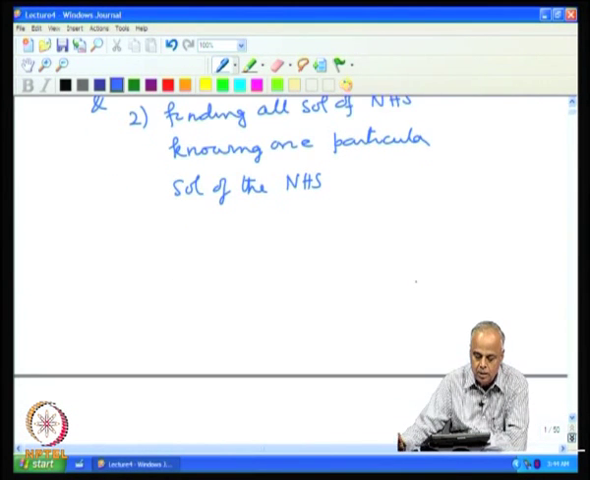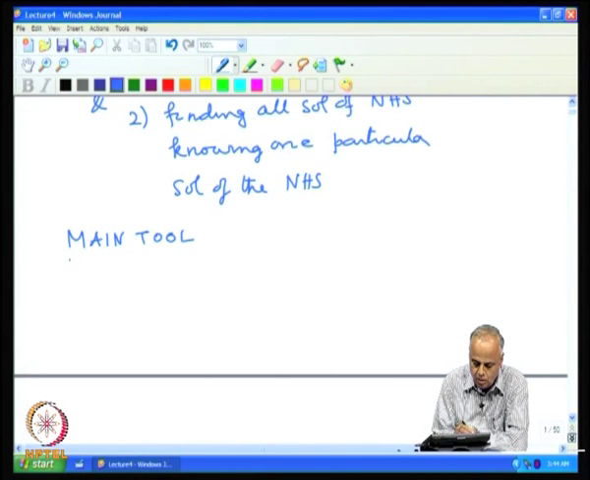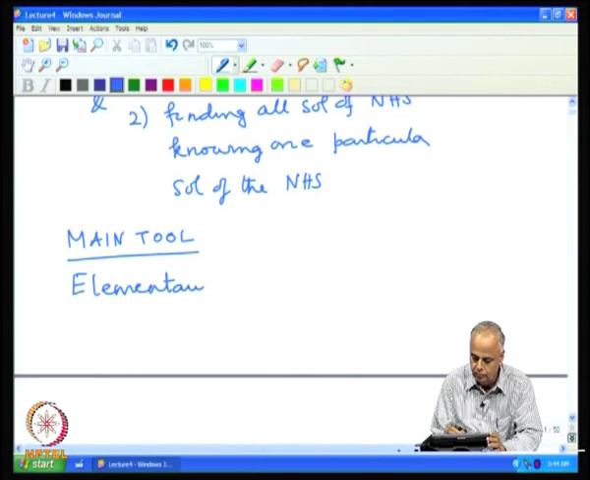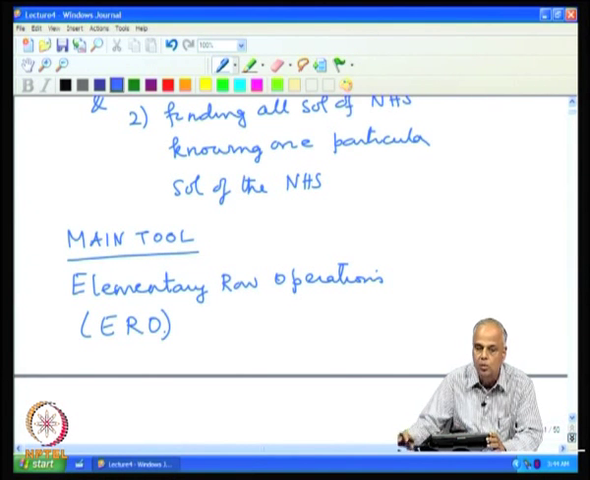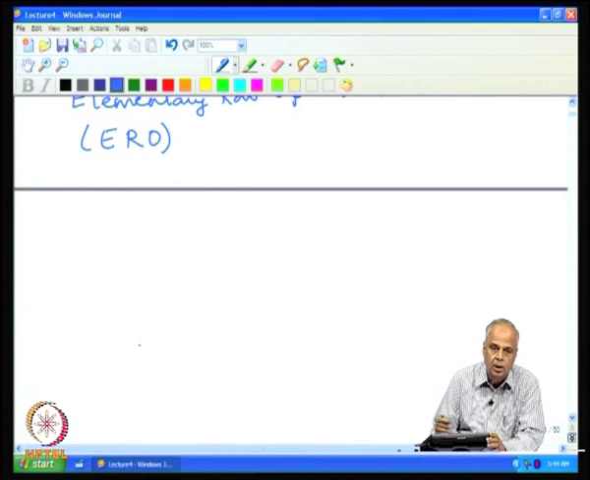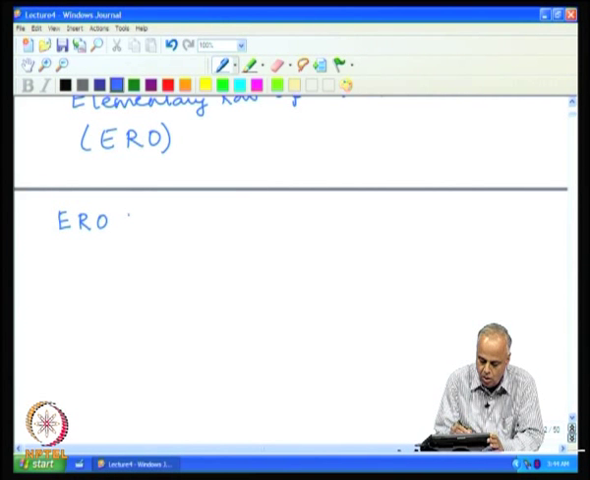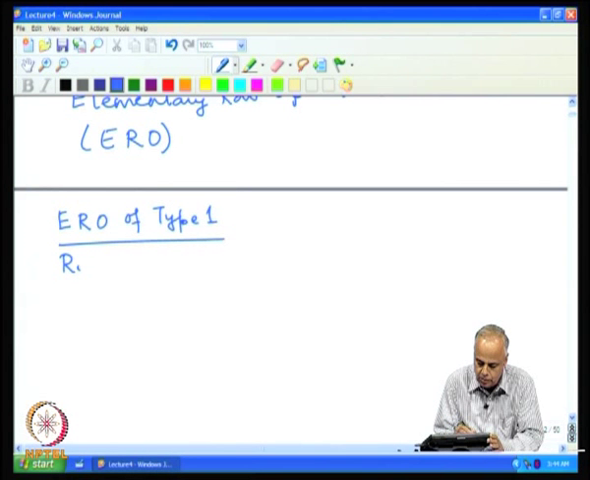We said that the main tool for this are the elementary row operations, the so called elementary row operations, which we said we will denote by ERO for short. There were three types of EROs which we introduced. So, we shall discuss this one by one. The first type, ERO of type 1. This is called row exchange.